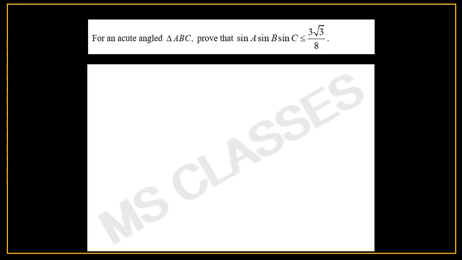Now we take the next sum where we have to show that for an acute angle triangle, we have to show, or we can say we have to prove that sine A into sine B into sine C is less than or equal to 3 root 3 by 8.